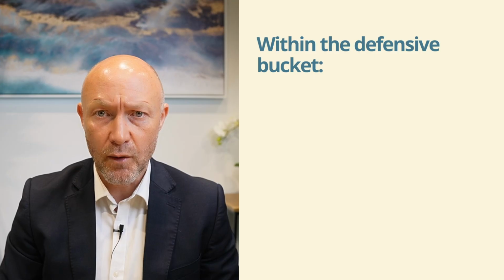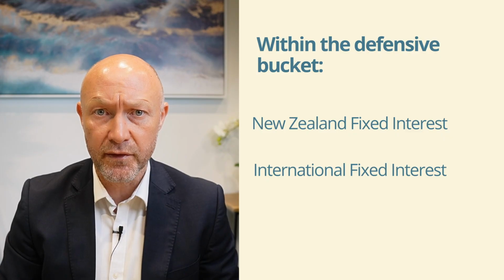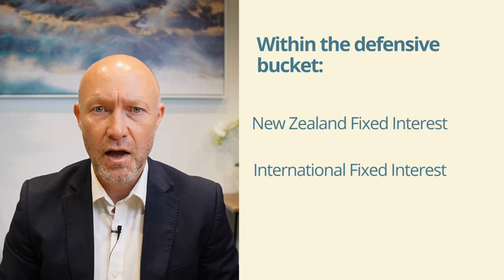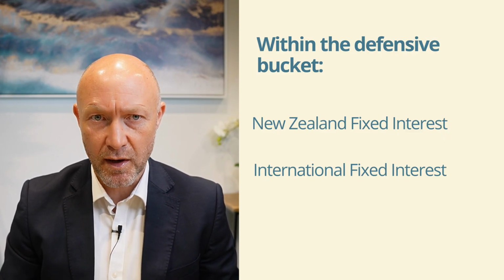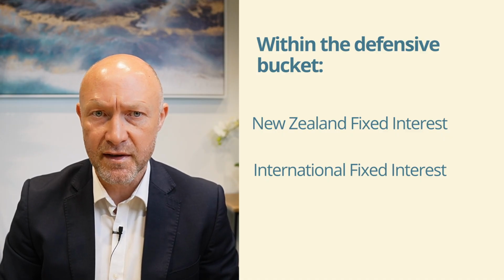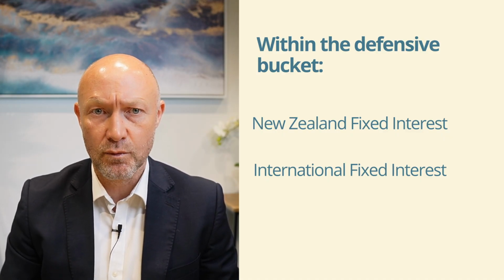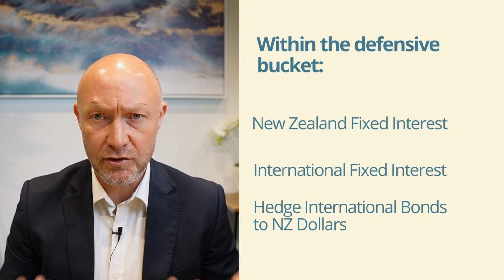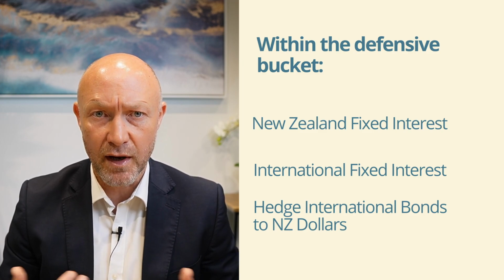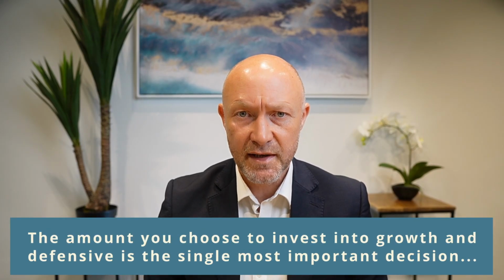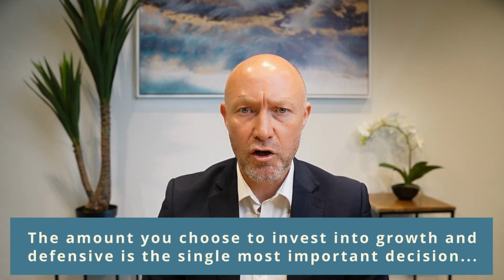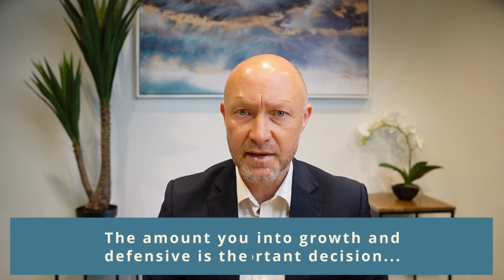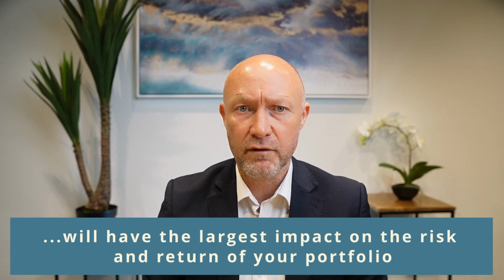Within the defensive bucket, we allocate to New Zealand and international bonds to provide an overall spread of risk. You may wish to introduce a small home country bias, but otherwise the majority of the defensive assets should be held in international bonds, which should be hedged back to the New Zealand dollar to remove unwanted exchange rate movements. The amount you choose to invest in growth and defensive assets is arguably the biggest single decision you will make as an investor and has the largest impact on the risk and return of your portfolio. So it's important to consider your individual needs and goals carefully to ensure you get this part right.